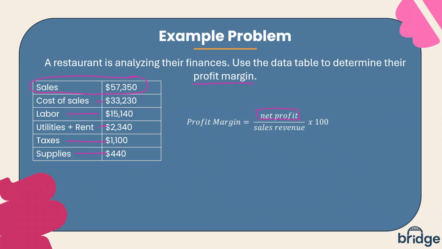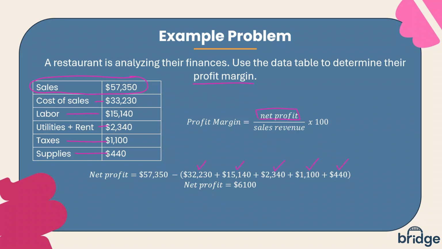But the cost of those sales were $33,230. They had to pay for labor. They had to pay for rent and utilities. They had to pay for taxes and for supplies. So in order to find our net profit, we need to subtract all of these things away from our revenue. So our net profit is equal to the total sales, and then we subtract out the cost of those sales, like our ingredients and our packaging, the cost of our labor, the cost of our rent and utilities, the cost of our taxes, and the cost of our supplies here.